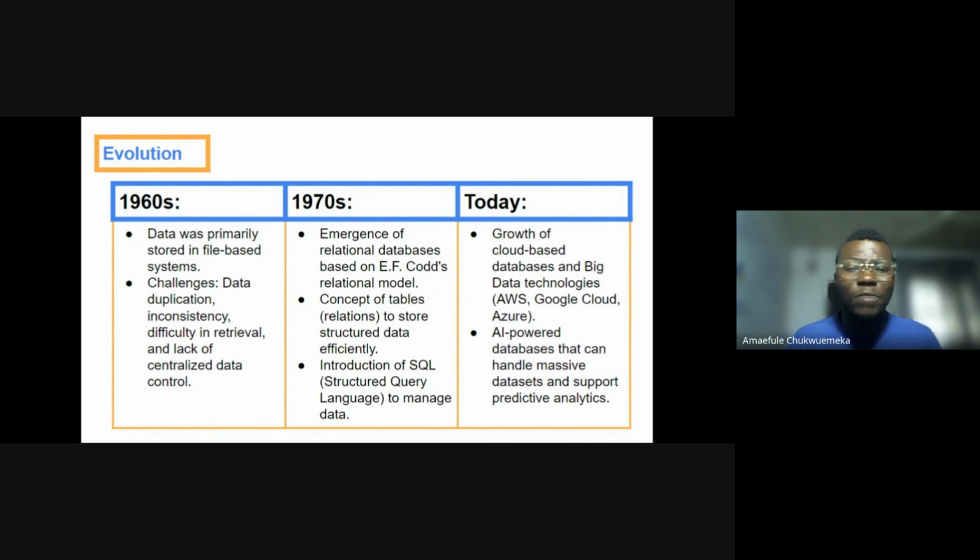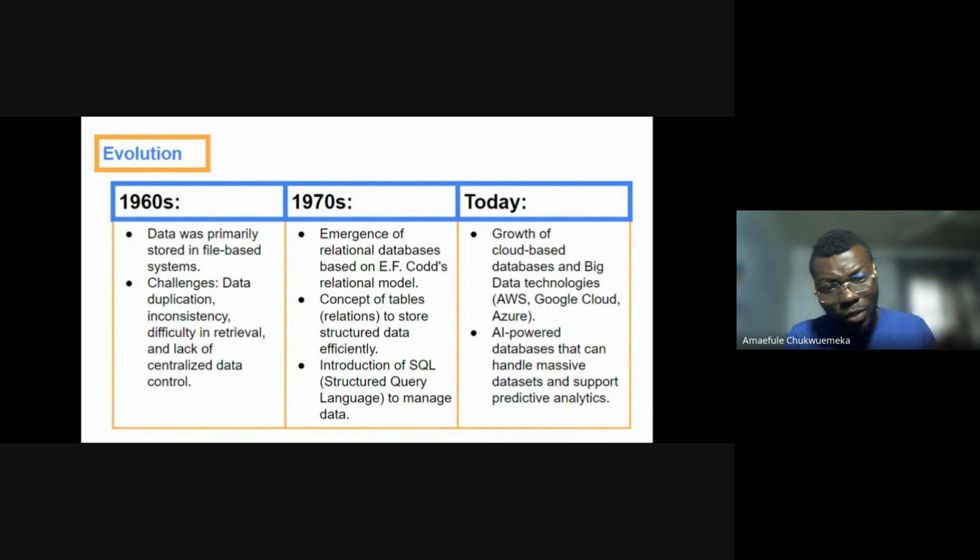There was also the problem of inconsistency, right? The files were not consistent, and there was also the challenge of retrieving that data from the database, which was really a challenge for them back then. And there was a lack of centralized data control, a centralized layout to have access to every single piece of data that goes in and out of that database. That was a problem for them.